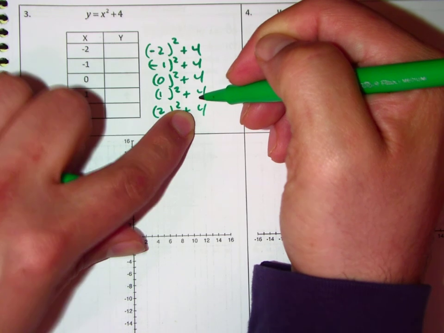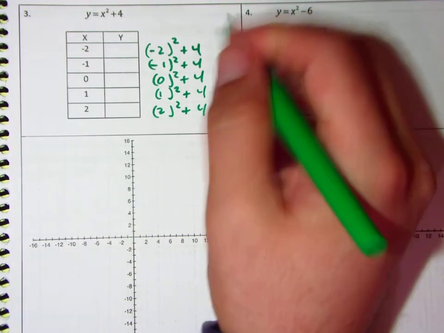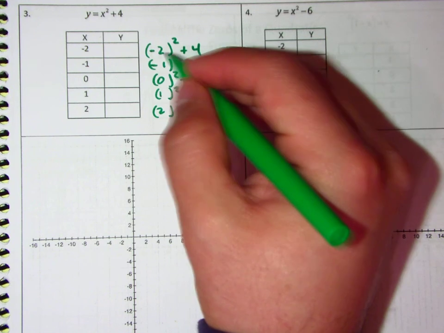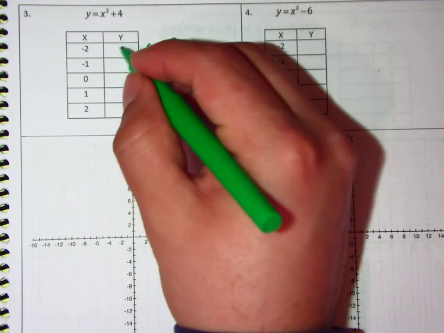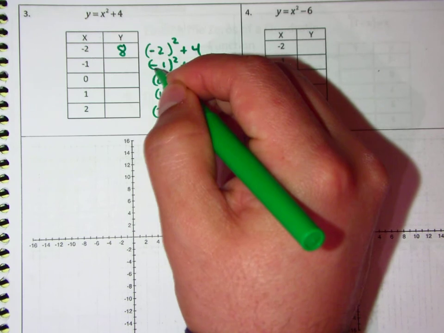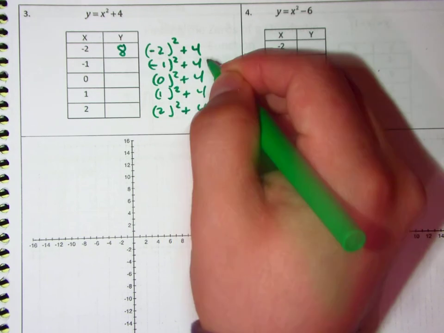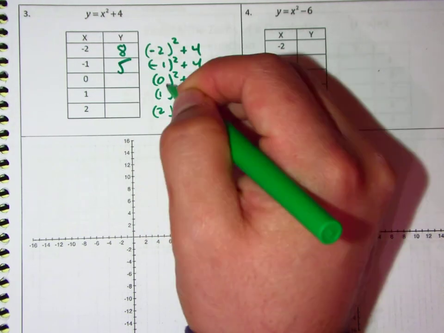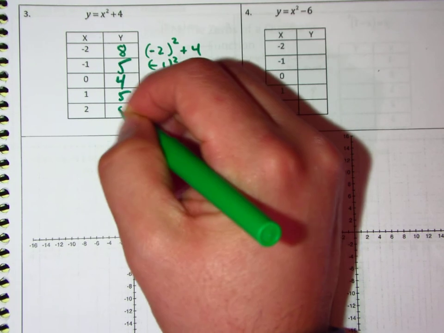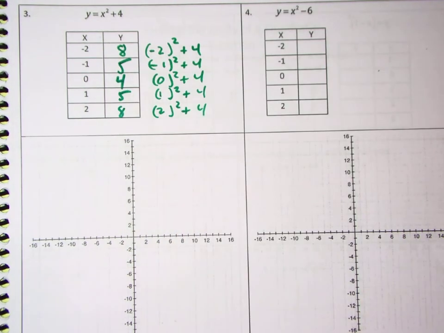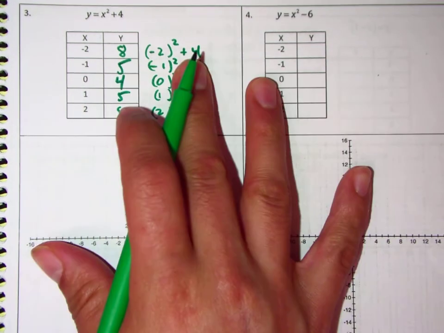Now, if you don't see that pattern, not a big deal. You just do it one problem at a time. So like -2 squared is +4. You add 4 to that, you get 8. -1 squared is +1. You add 4 to that, you get 5. And so on. So you can do those. Okay, so here's the table of values for y equals x squared plus 4.